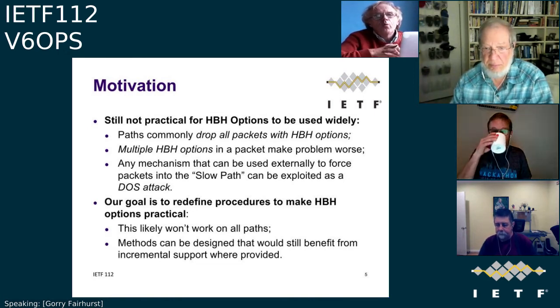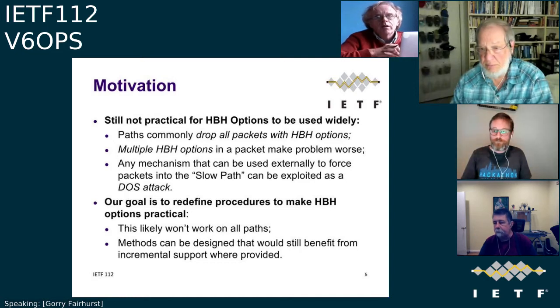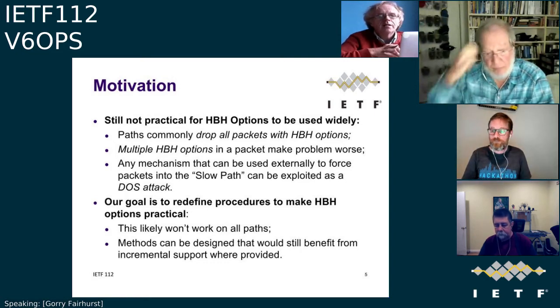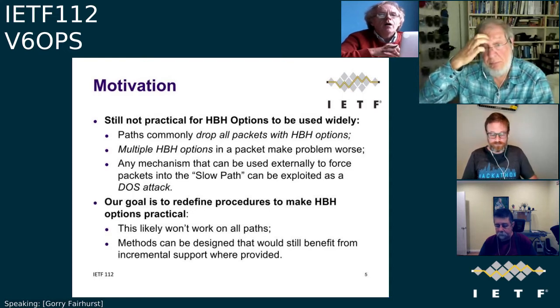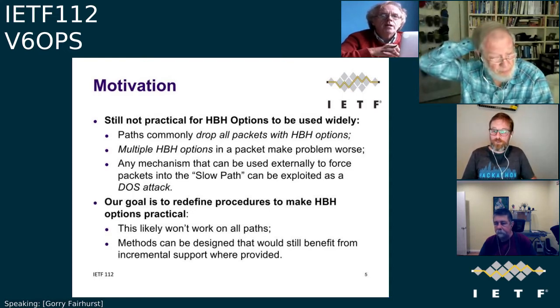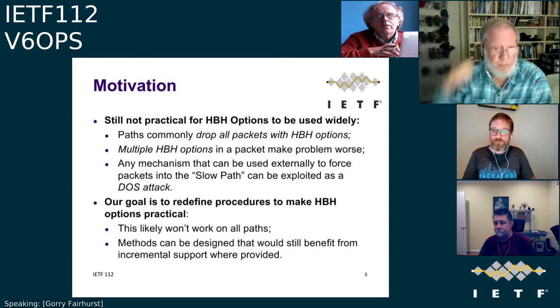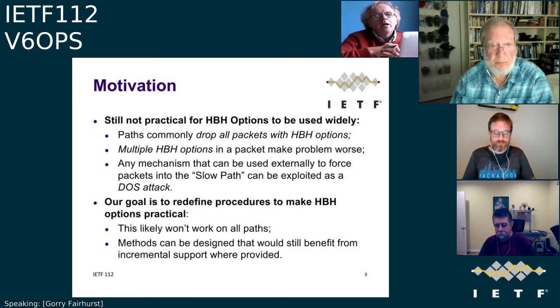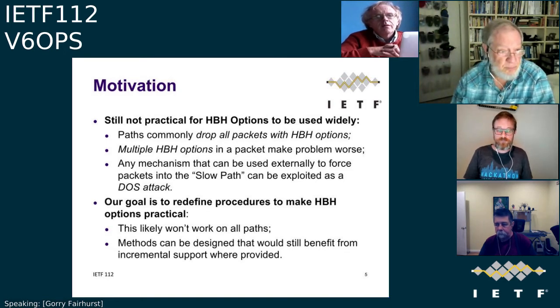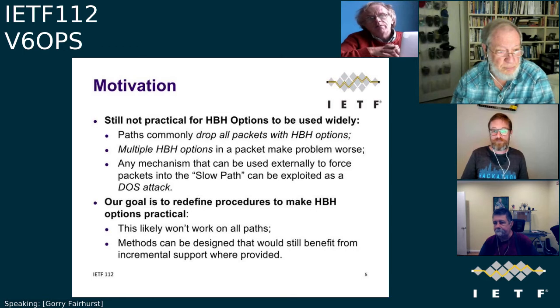And we know why. It's because people fear bad things might happen, and that's always a good thing to anticipate. The slow path bit is the most important, I think, of these. There are a number of other pieces, but the ability to push something onto the slow path, we now see as a DOS attack, and we have RFCs that support us in this.